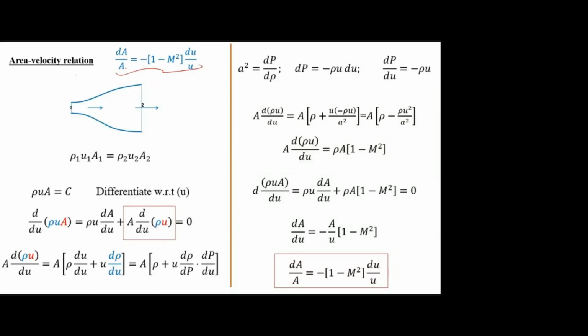We have to derive this: dA by A is equal to minus of (1 minus M square) du by u. So I'm taking some nozzle. You can take any convergent, divergent, any nozzle. Just for the representation, I'm taking divergent.